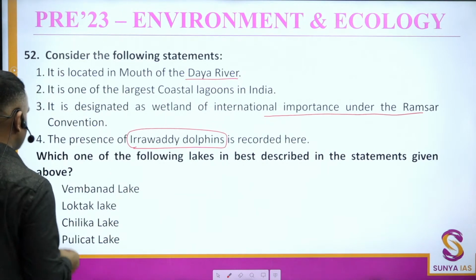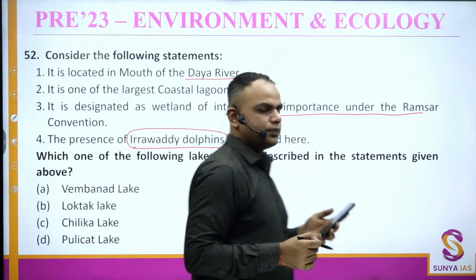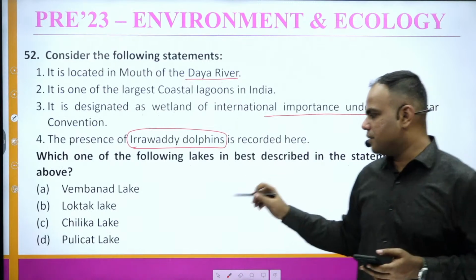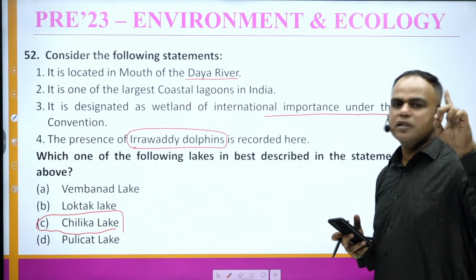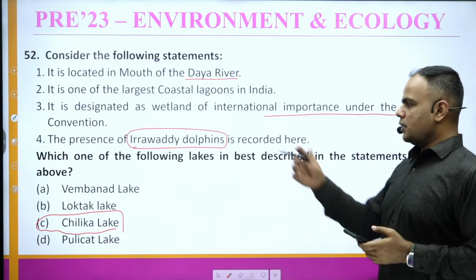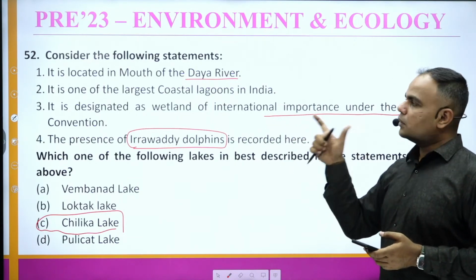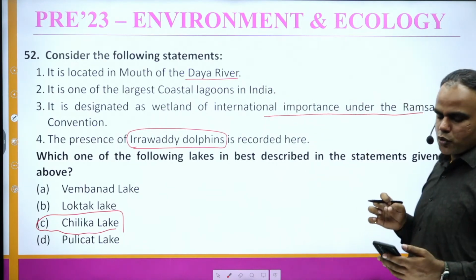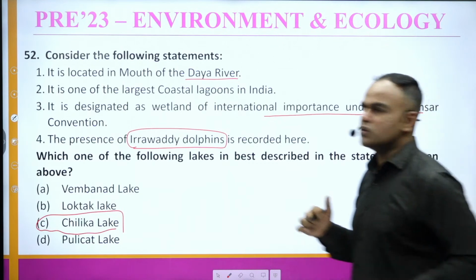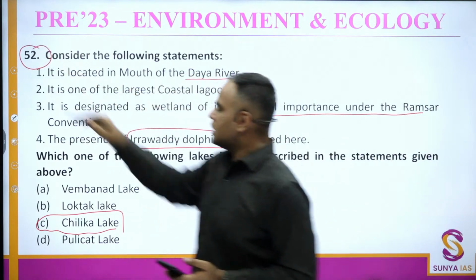So here, what are we talking about? Question 52, we are talking about Chilika Lake. Chilika Lake was the first site to be added in the Montreux record, number 1. Okay, you will find Irrawaddy dolphins. It is at the mouth of Daya river. So even this way you can attempt these questions, right? 52, the answer is C.